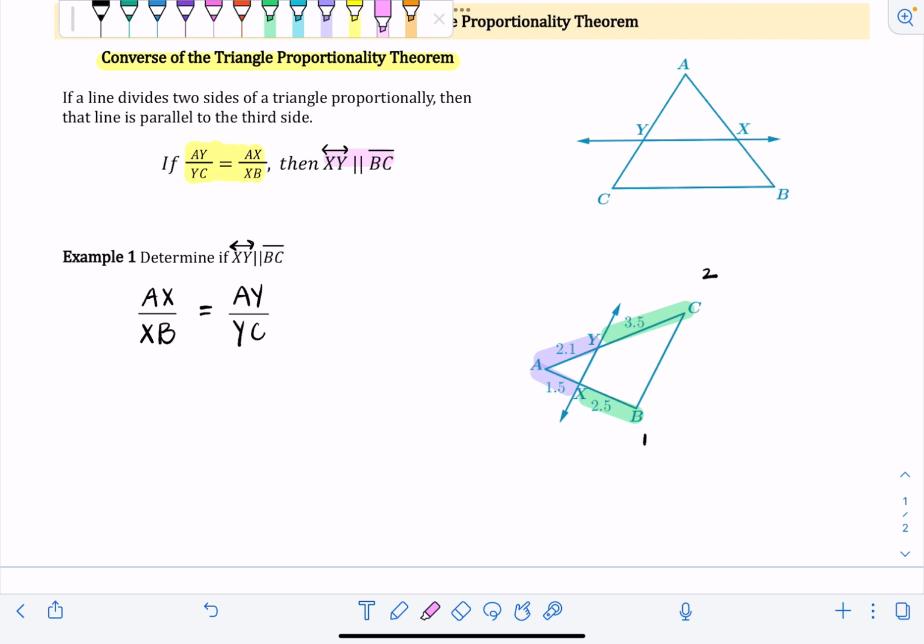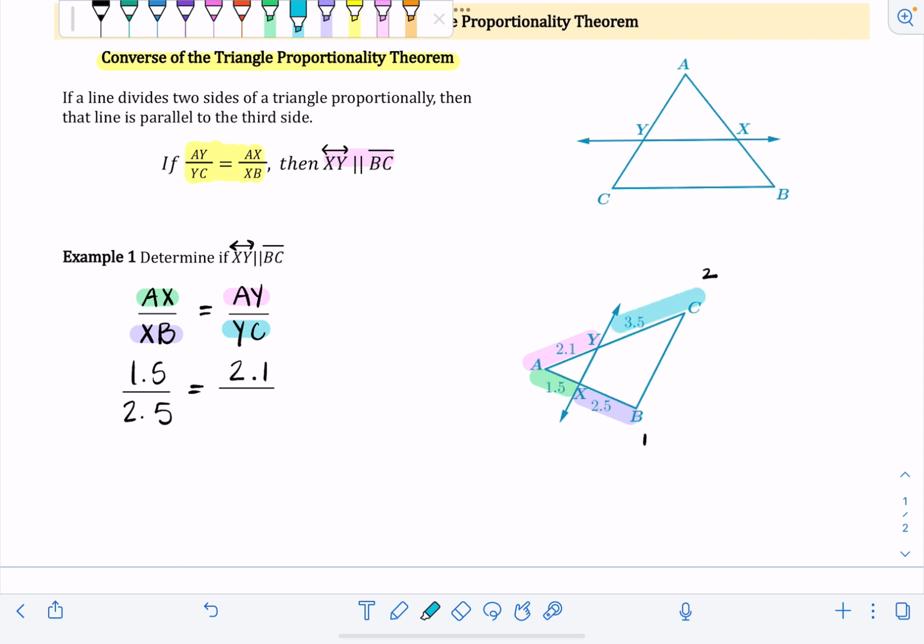Okay, so now we can actually put in the values. AX was 1.5, so we'll put a 1.5 in for AX. And then XB, that was 2.5, so we'll put that in for XB. Kind of looks like an 8. And then for AY, that was 2.1. And then for YC, it is 3.5.